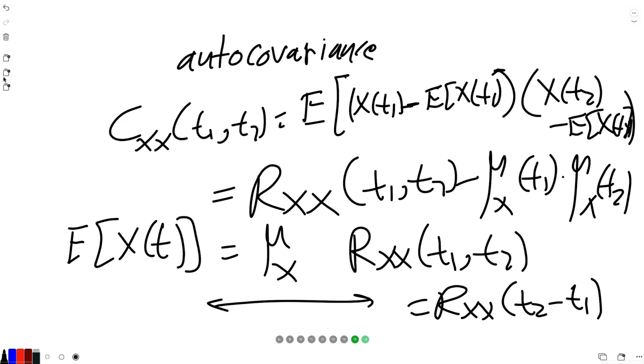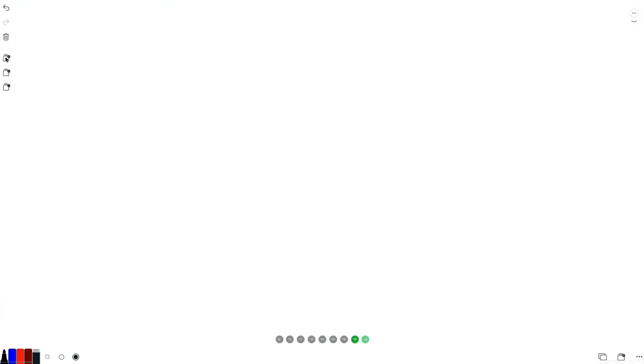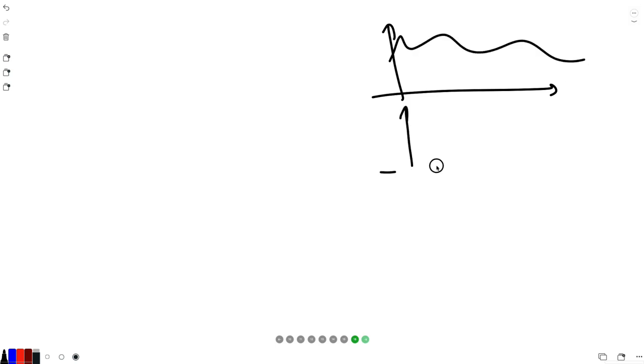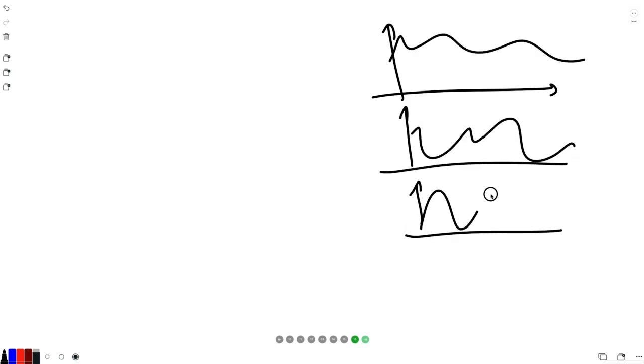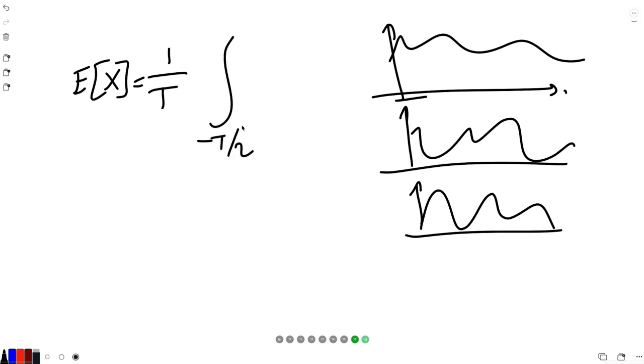We can also simplify it further for the ergodic process. An ergodic process is a process where you can find the mean by just looking at one time realization. For example, as we said for the stock market, this is for a certain day, another day, and so on. If you take only one time realization and average over it, the expected value of x equals 1 over T, the integration from minus T over 2 up to T over 2 of x of t dt.